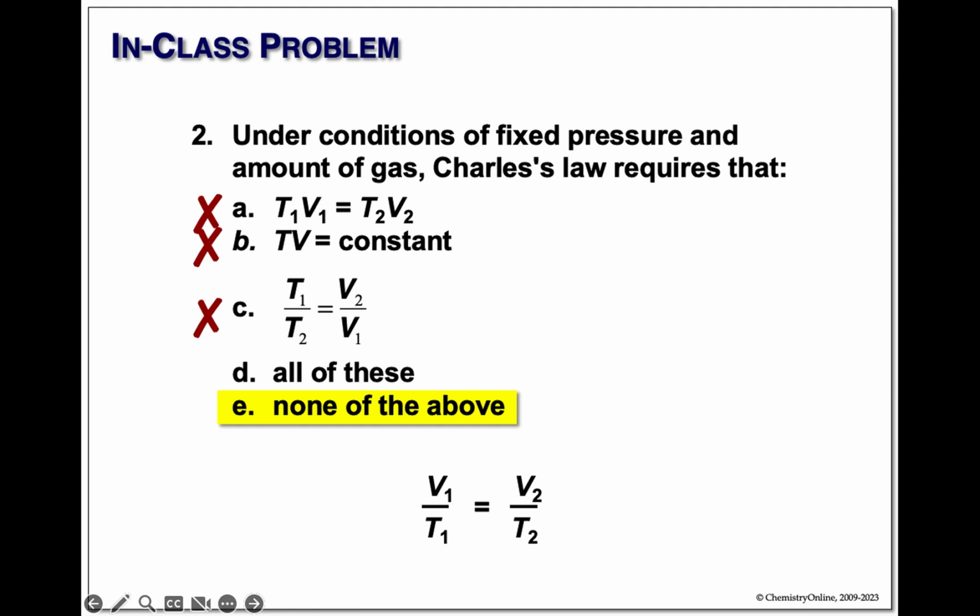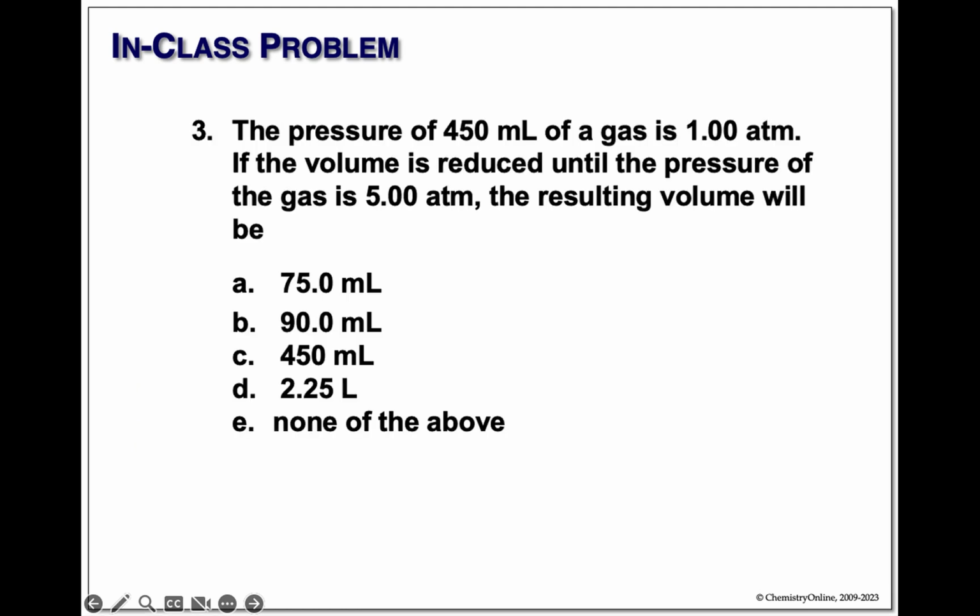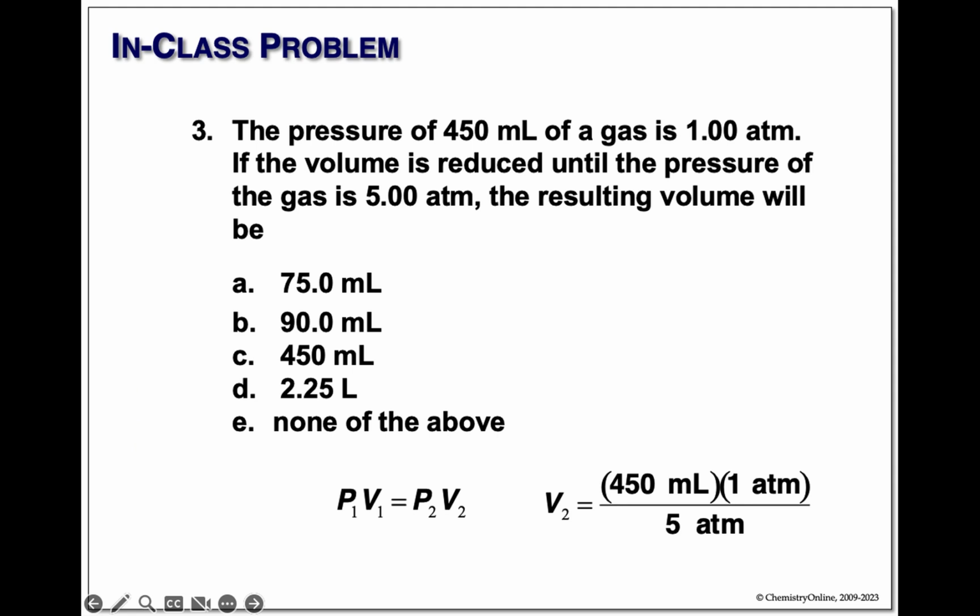In addition to the mind games, we also do problems. We have 450 mils of gas at 1 atmosphere, and the volume is reduced till the pressure is 5 atmospheres. What's our final volume? This is a pressure volume, isn't it? So that is Boyle. P1, V1, P2, V2. We're looking for our final volume. That's V2. V2 is going to be P1 times V1 over P2: 450, 1 atmosphere, 5 atmospheres final pressure, atmospheres cancel, 450 divided by 5, 90 mils.